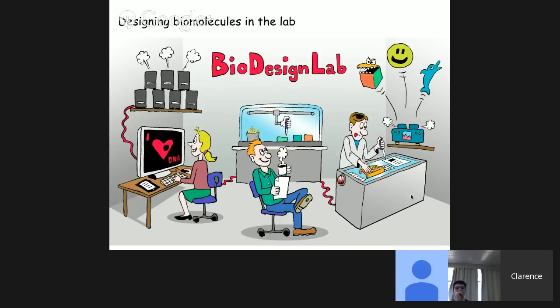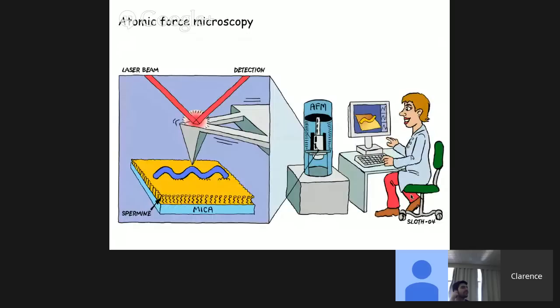In this cartoon, we show the process. We start out with a good idea. That's the starting point. Then we use computers with some nice specialized software for the task. We design our molecules. We order them from a synthesis company. And then when we get them back in the lab, we pipette and assemble them, and eventually out pop these nice nanostructures. The only thing that's tricky is that nanostructures are so small that you are not able to see them. So we use different microscopes to visualize that we actually made what we designed on the computer.